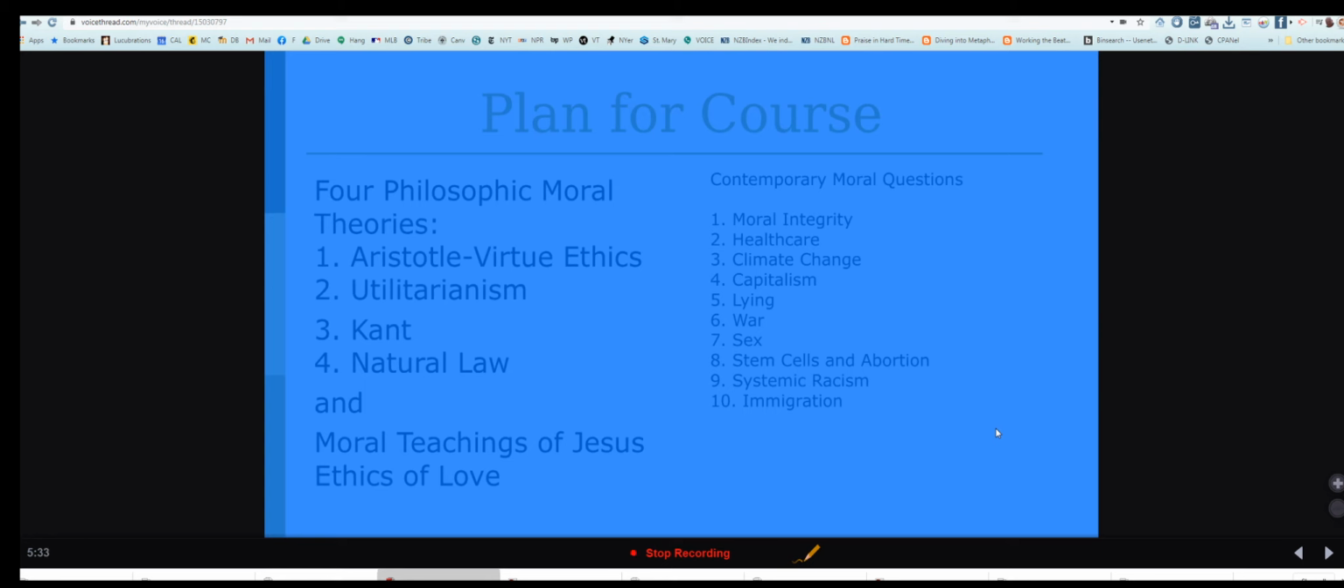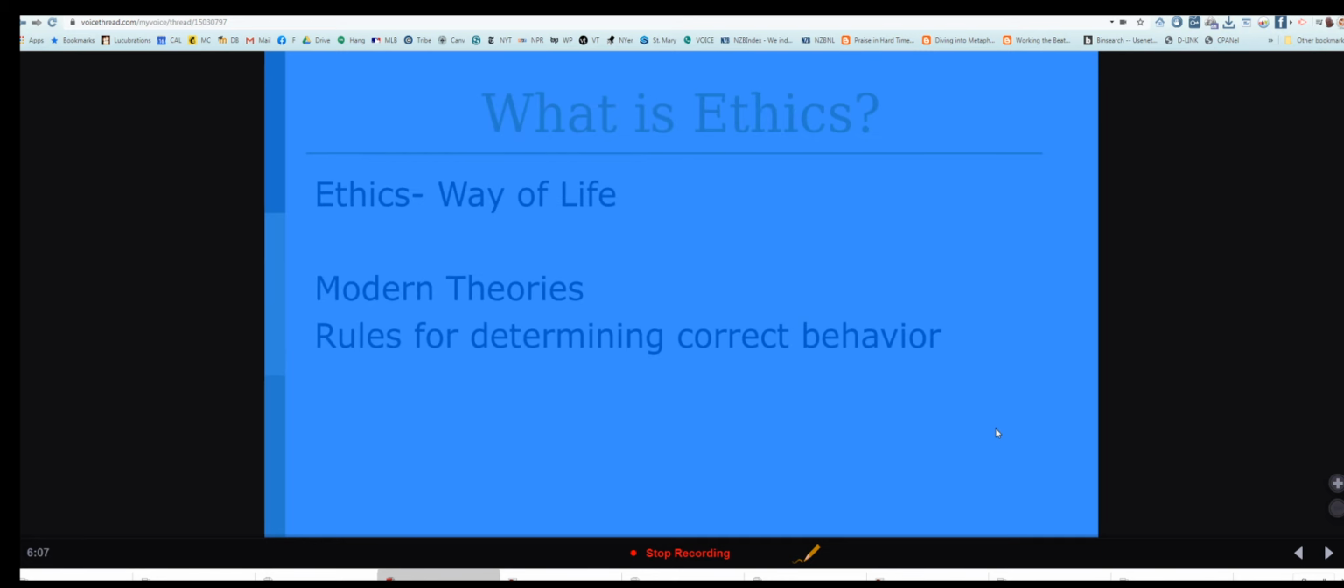We'll talk about sexual ethics and whether it's immoral to have sex outside of marriage, or whether sex between same-sex persons is allowable. We'll also talk about issues dealing with human embryos like stem cells and abortion. We have a unit on systemic racism. And lastly, we'll talk about immigration policy and moral issues arising from immigration in relationship to the ethics of love or the teachings of Jesus.